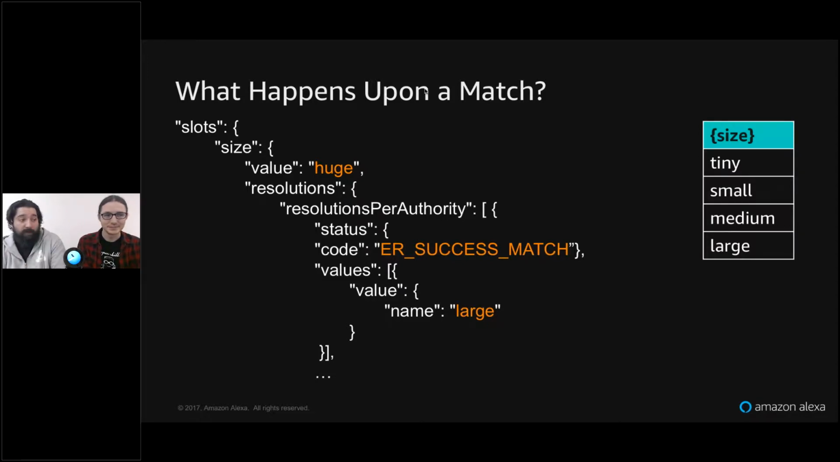Yes. So the value from huge maps to large, but we didn't lose what the user said. So when we confirm this, explicitly, implicitly, however we're doing it, we could say, here's your large dog. I mean, here's your huge dog. Right. Because that's what the user said.